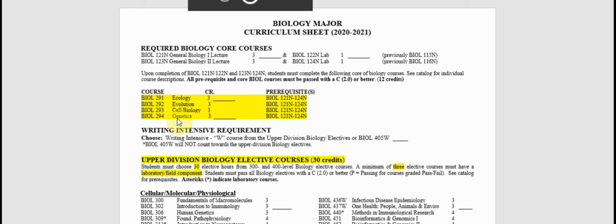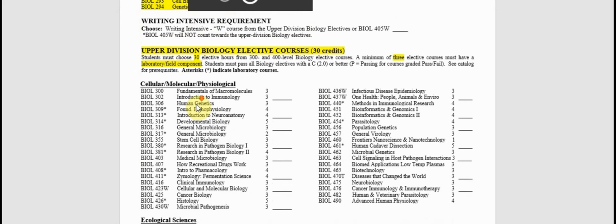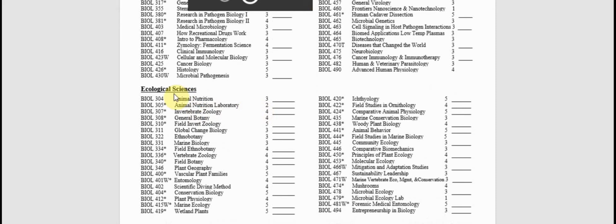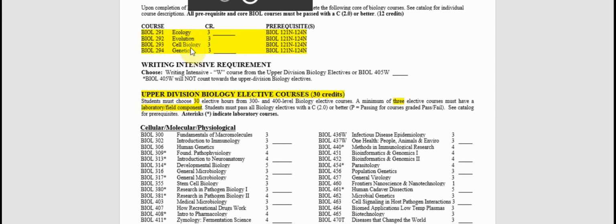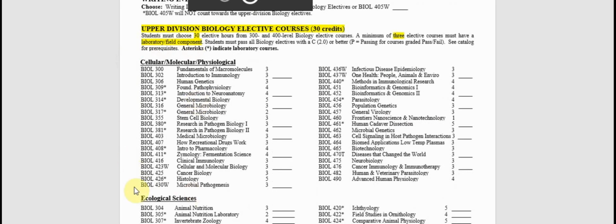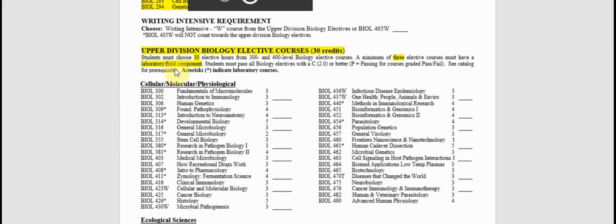Now, these classes are just lectures, so they do not have a lab, and they are also not sequenced. That means that you don't have to take 291 in order to take 292. You could take those both at the same time. And pro tip, the ecology and evolution classes are usually serving as prerequisites for these classes down in the ecological sciences section. And then cell biology and genetics are usually prerequisite classes for this section in the cellular, molecular, and physiological area.